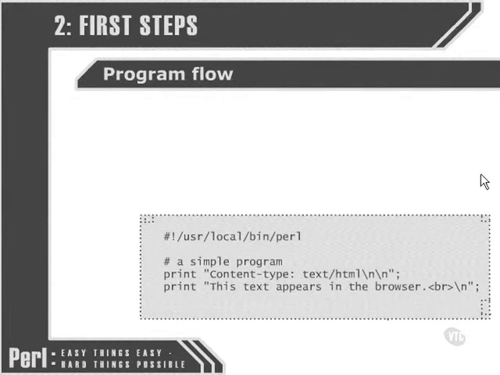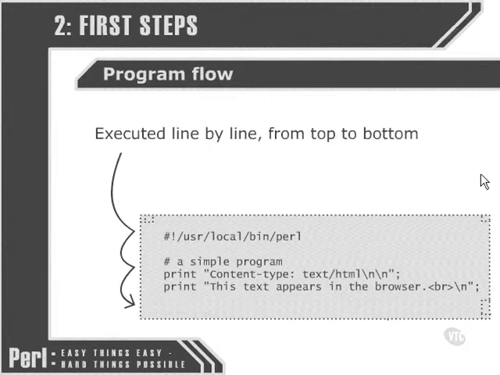To begin with, let's look at the program flow of a Perl script and the way in which a Perl script can be anatomized into different parts. The first thing to note is that the Perl executable will read the script from top to bottom. So unless we tell it otherwise, it's going to start at the top of the script and execute every line of code until it gets to the end.